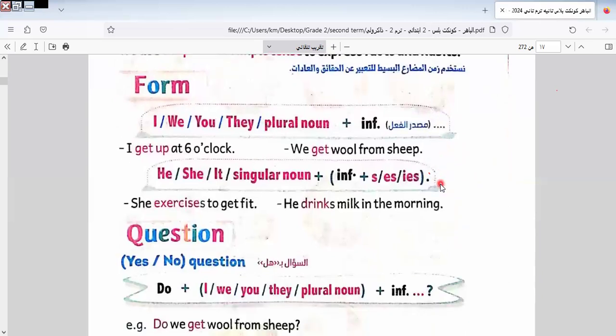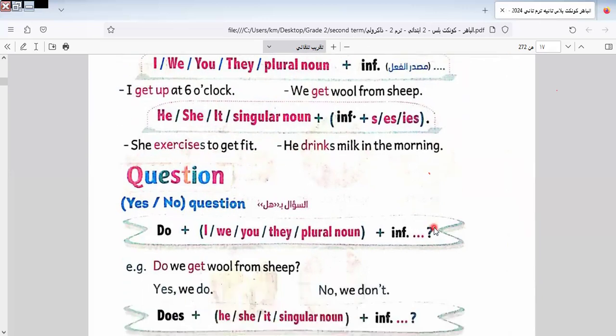Let's go to the form of this tense. It will be adding s to the verb if the subject is singular, and omitting the s with plural. Like what? I, we, you, they are plural. When we say I get up at 6 o'clock, we get wool. So here we is plural. They also don't take s. You don't take s. So these pronouns don't take s. The pronouns that take s are he, she, it. Like she exercises to get fit. She drinks milk in the morning.